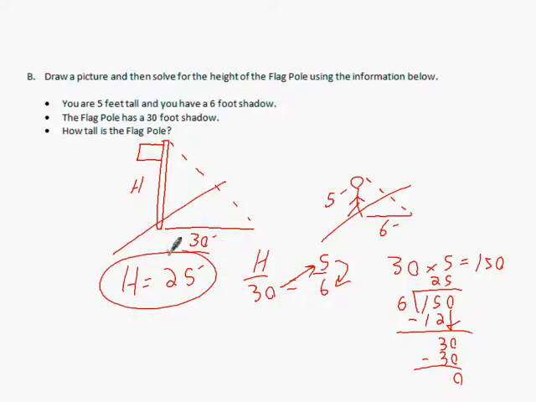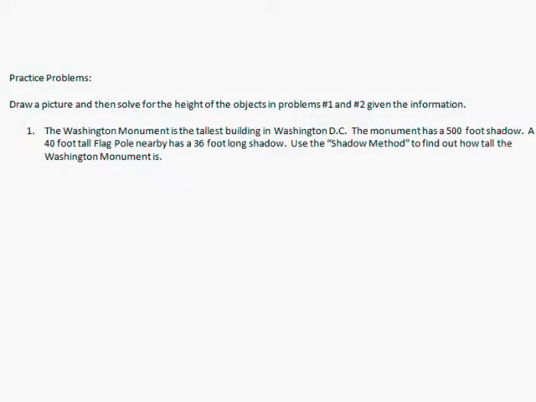Okay, the hard part is drawing the picture. The rest of the part is easy. Setting up your fractions is easy when you remember to use the height over the ground method. Alright, let's try this 2 more times. In this one, you have to pull out the information yourself. So you're going to draw a picture and then solve for the height of the objects in problems 1 and 2 given the information.